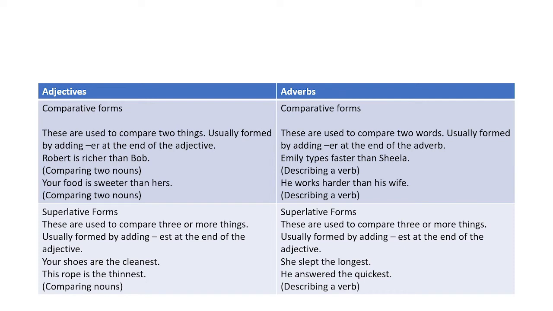Now let's move to the adverbs. These are used to compare three or more things, usually formed by adding est at the end of the adverb. She slept the longest. He answered the quickest. Here we can say that the word longest is about the sleep, that is slept, and the word quickest is about the answering.